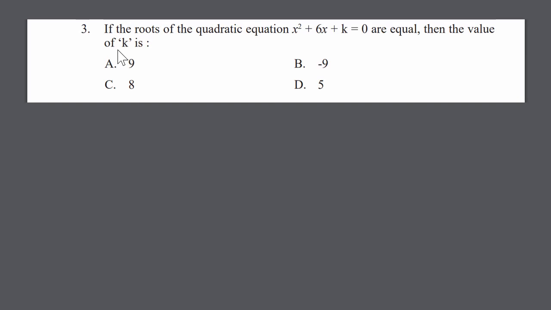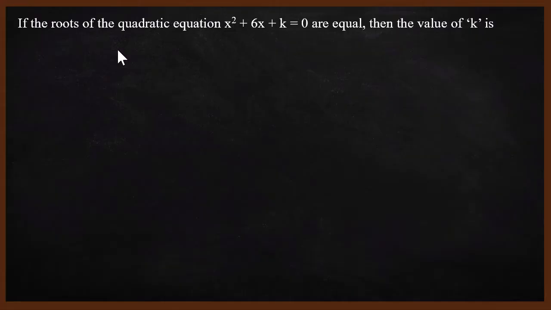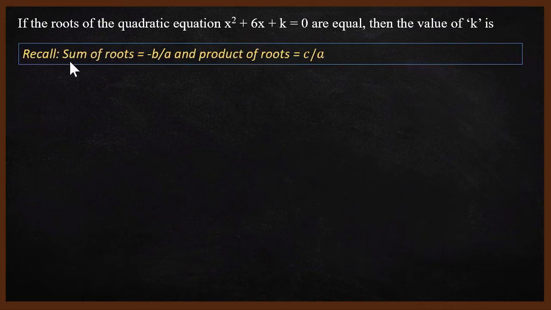Now, how do you get the value of k? For these kinds of questions, we need to know that there is a relationship between the roots of an equation and the coefficients. So what is the relationship? The sum of the roots is minus b by a, and the product of the roots is c by a. So that's the equation.